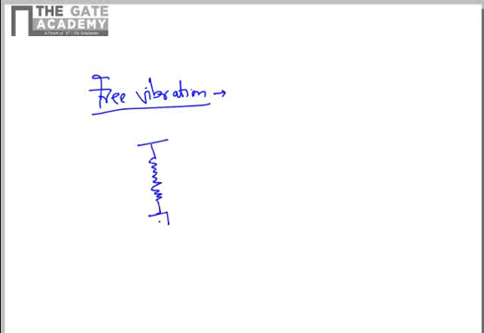So we will first take up the case of the free vibration. In this case there is no damping and there is no external force. So the diagram will look simple. There will be a spring mass system, the mass m, and there will be a static deflection due to the mass.